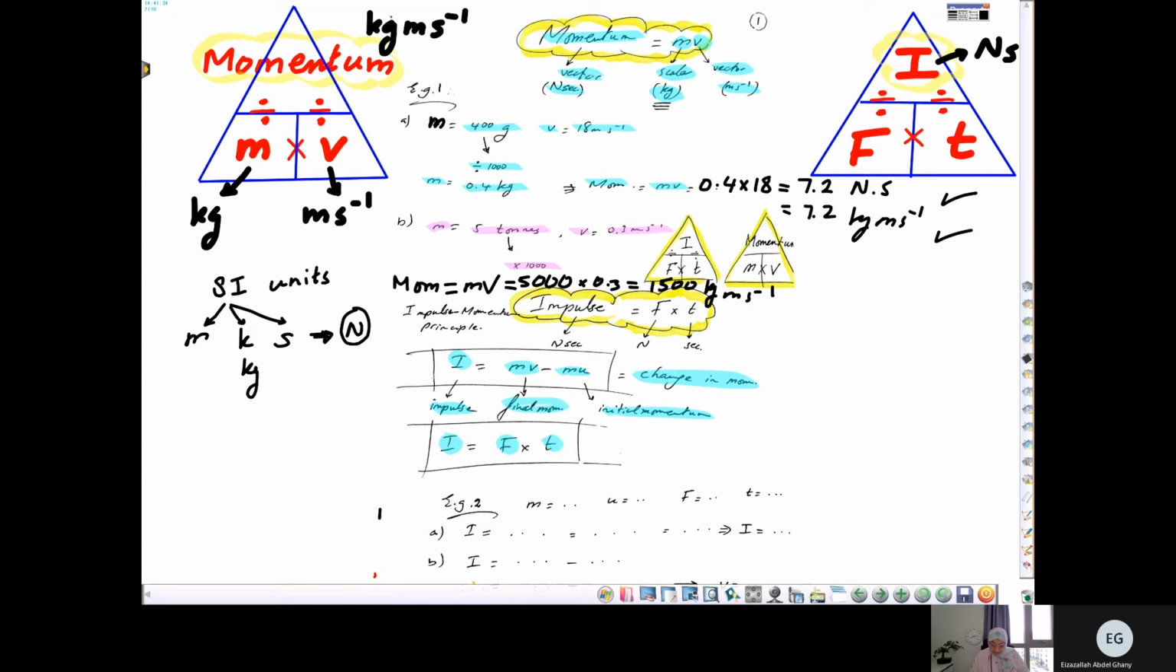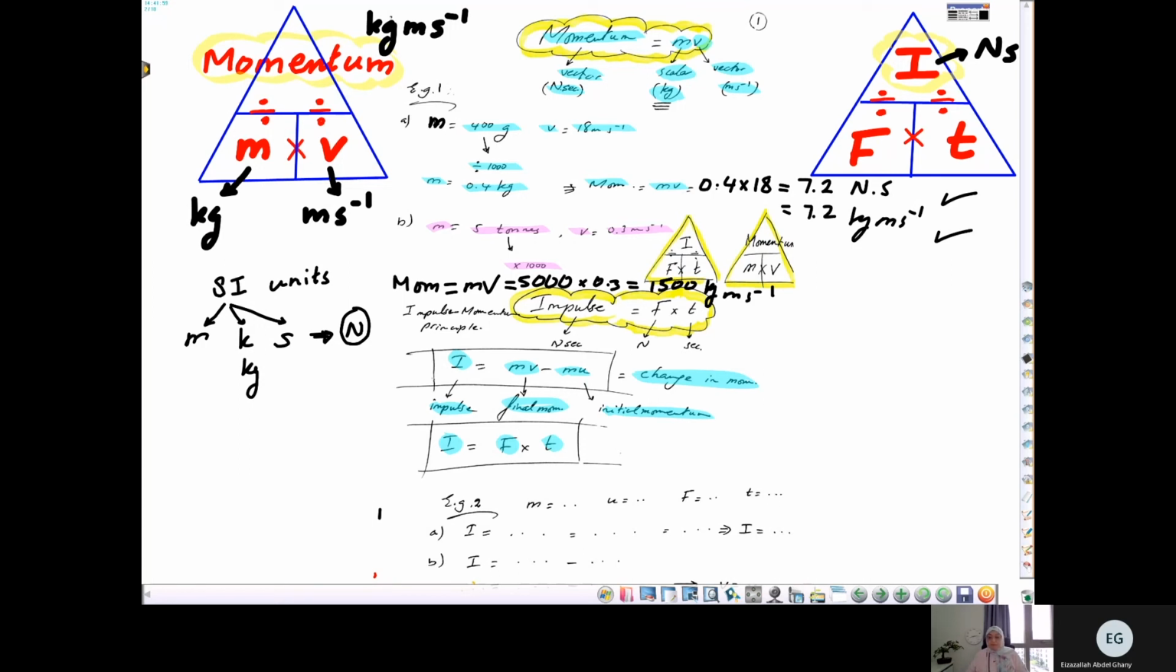Next, here we have impulse. If a constant force acts for time t, then we define the impulse of the force by Ft. Impulse equals Ft. Say it, impulse equals Ft. And impulse is also change in momentum.